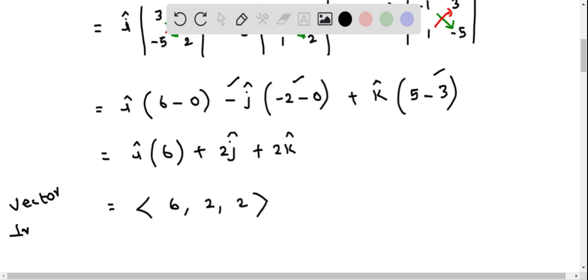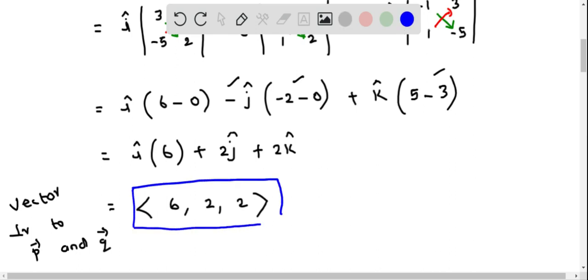This vector is perpendicular to both the p vector and q vector. In fact, we can also determine one more vector which is also perpendicular to both vectors. So that will be q vector cross p vector. Its components will be exactly the same, but with negative signs. So this is one such vector.